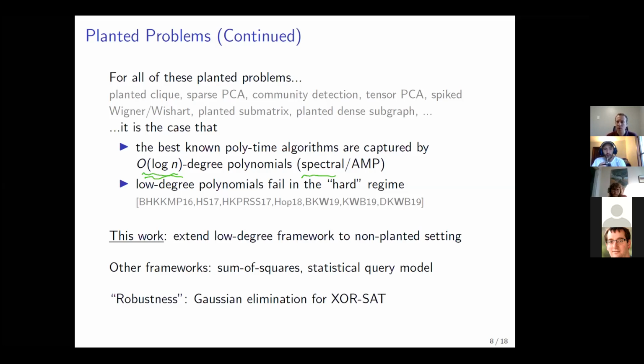All right, so I hope I've convinced you that low-degree polynomials are an interesting class of methods to look at. Are there other questions at this point?